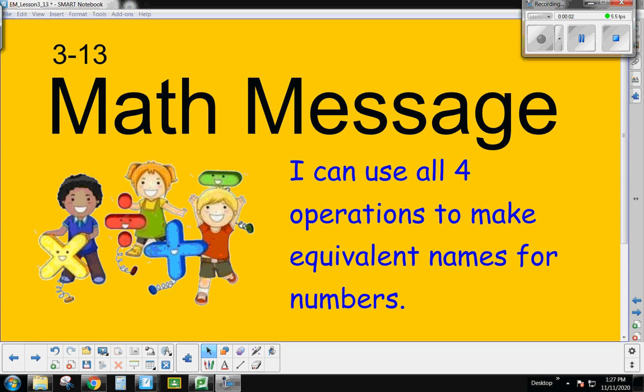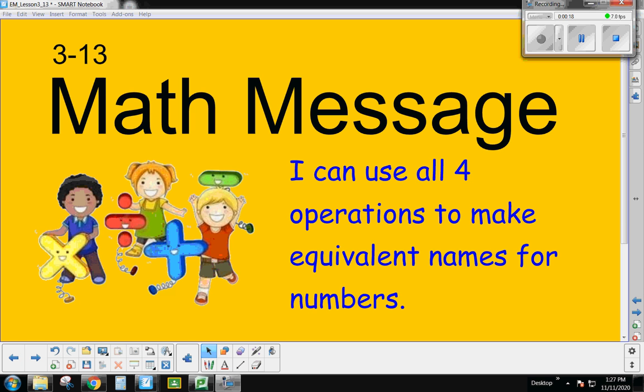All right, boys and girls, this is Math Message 3-13. This is the last lesson in Unit 3, and then we will be ready to take a test. In this lesson today, we're going to be using all four operations to make equivalent names for numbers.